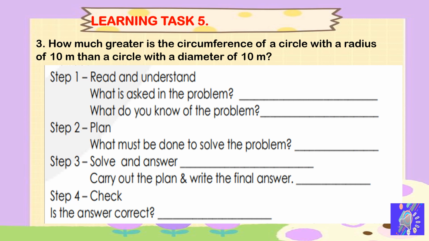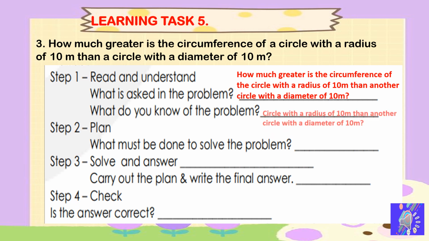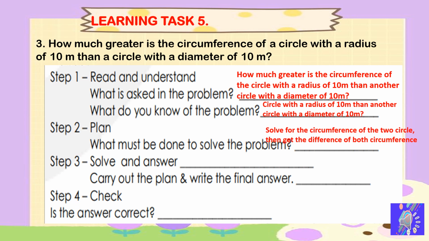Okay, so let us answer number 3. Read and understand. So what is asked in the problem? How much greater is the circumference of the circle with a radius of 10 meters than another circle with a diameter of 10 meters? And what do you know of the problem? We have the given data, which are a circle with a radius of 10 meters and another circle with a diameter of 10 meters. And what must be done to solve the problem? Solve for the circumference of the two circles, then get the difference of both circumferences.